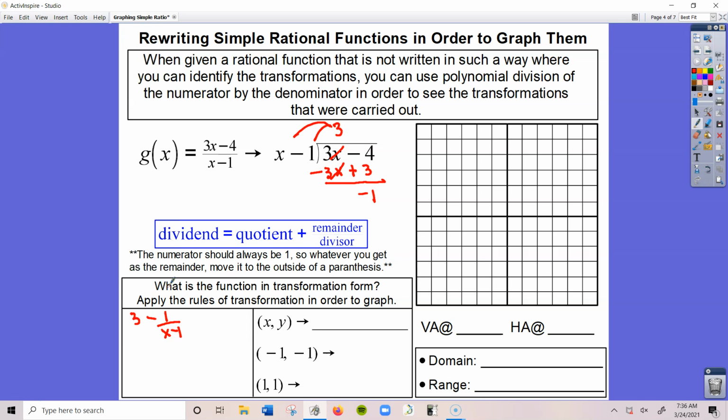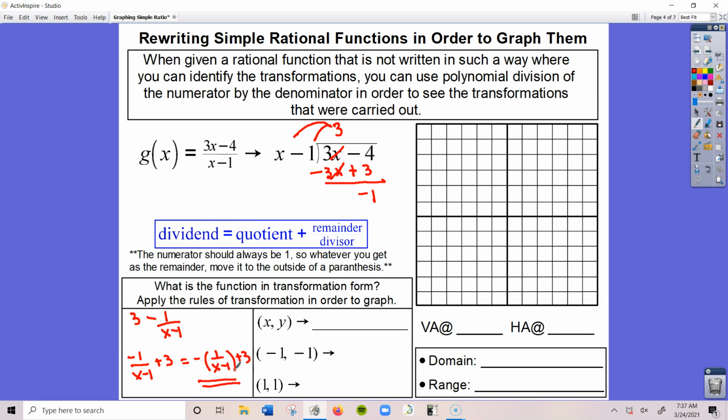Now this is almost in transformation form, but we know it with the number at the end, the whole number, so we're just going to flip it. So instead of 3 minus 1 over x minus 1, we would write negative 1 over x minus 1, plus 3. Another trick is whatever is in the numerator, if it is not just 1, you're going to factor out whatever number or sign is attached to it. So this is equal to negative 1 over x minus 1, plus 3.